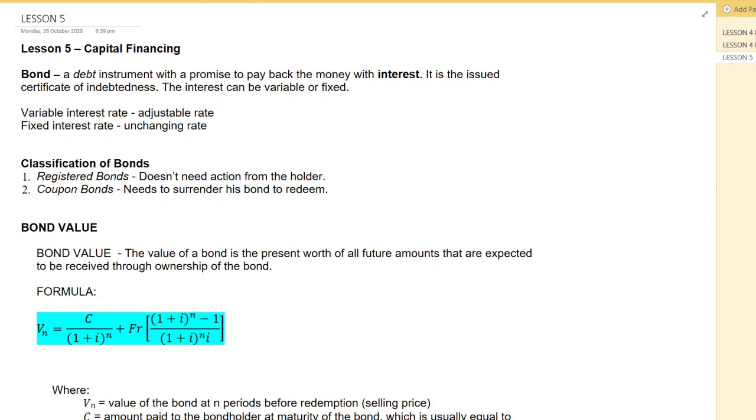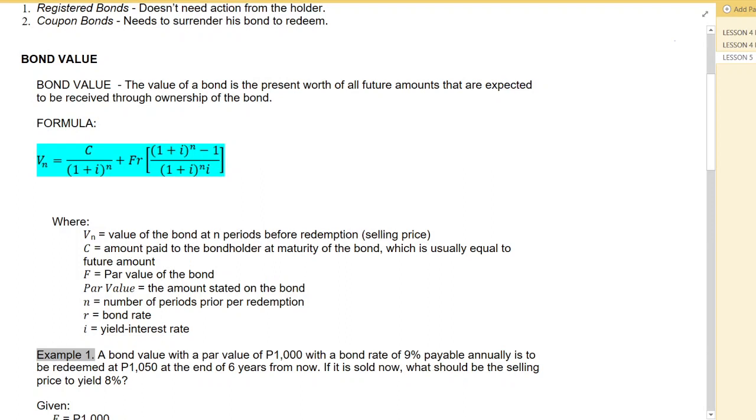Okay, so we have there the formula for V sub n. So V sub n there is the selling price, or that is the value of the bond at n periods before redemption, and that is equal to C all over 1 plus I raised to n. C there is the amount paid to the bondholder at maturity of the bond. So that is usually referred to as a future amount, and that is divided by 1 plus I raised to n. I there is the yield interest rate.